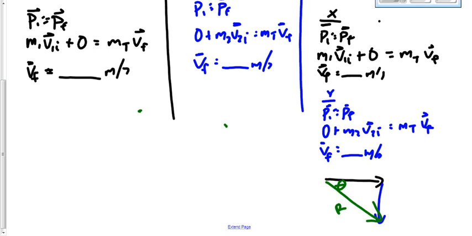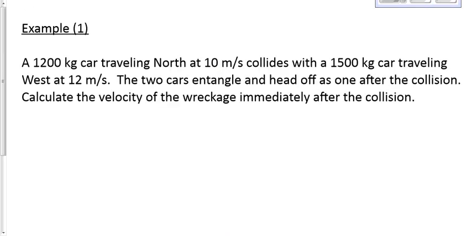Okay, let's do an example here. Example number 1. Car moving north collides with a car traveling west. Two cars entangle, head off as one. What's the velocity of the wreckage immediately after the collision?